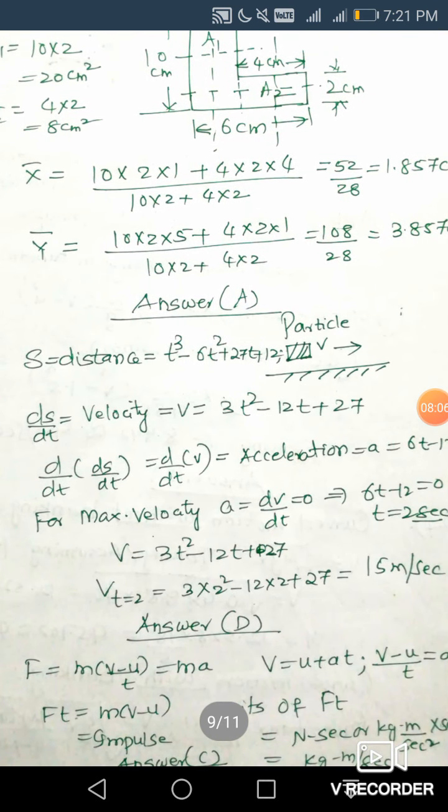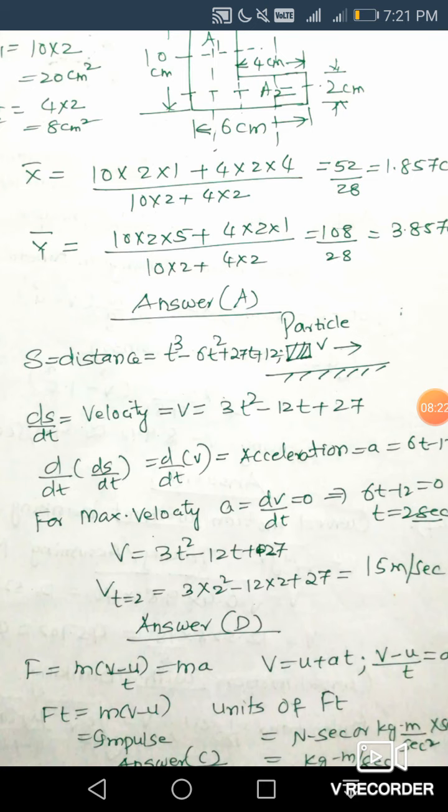A body is moving, a particle is moving. So he has given the relationship between the distance traveled and the time. First, if you differentiate with respect to time, you will get the velocity. I hope you are good in differentiation. So v is equal to 3t square minus 12t plus 27.